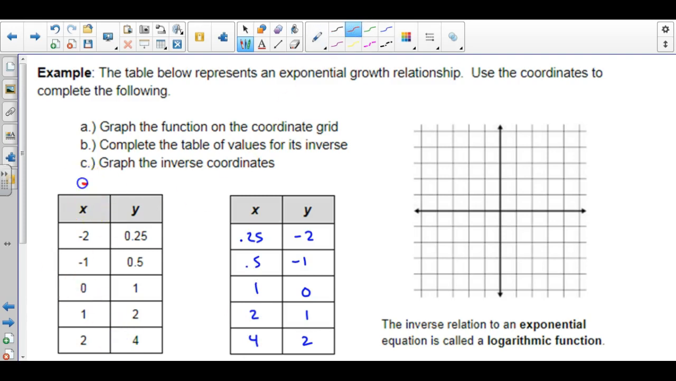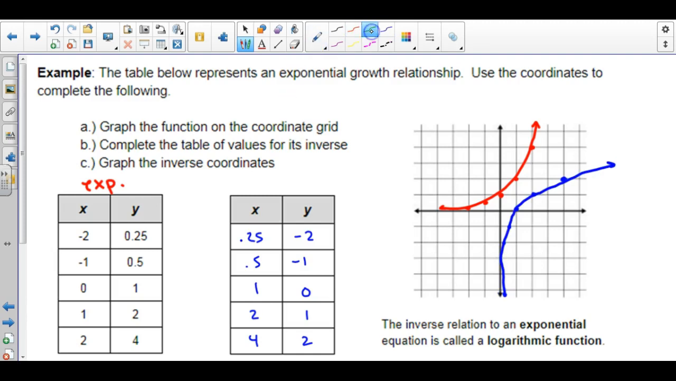I'll do the original function, which is exponential, in red: negative 2, and then I'm going to go up a quarter, which is here, negative 1, 0.5, 0, 1, 1, 2, and then 2, 4. So I've got a nice exponential growth curve, something like this. Then I plot the coordinates in blue. I'm going to start with 4, 2 and just work backwards: 2, 1, 1, 0, 1 and 0.5, and then over a quarter and down 2. If I draw these, we can see that I'm going to start getting closer and closer to the y-axis. Wow, this is really not my day.